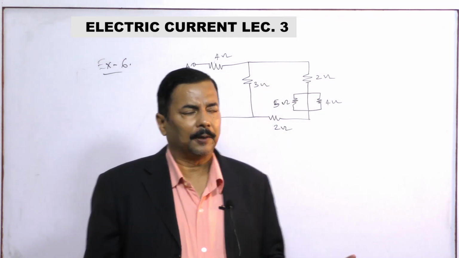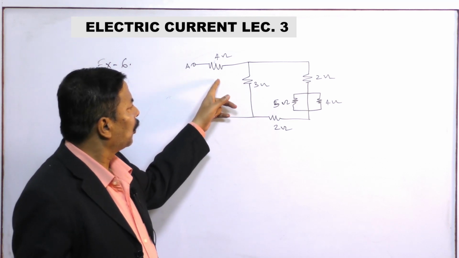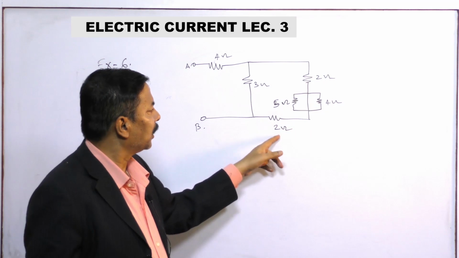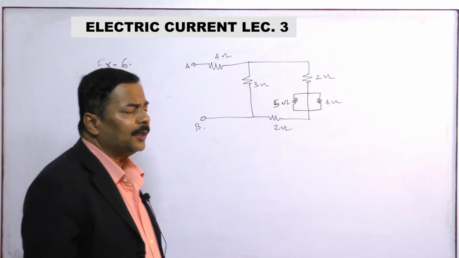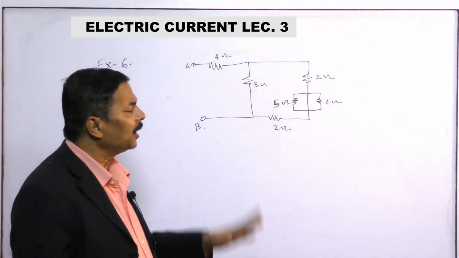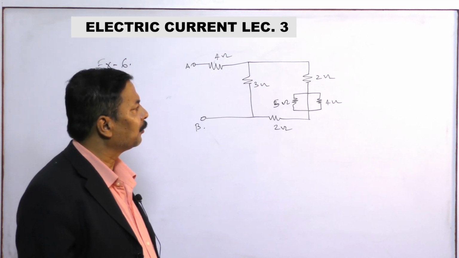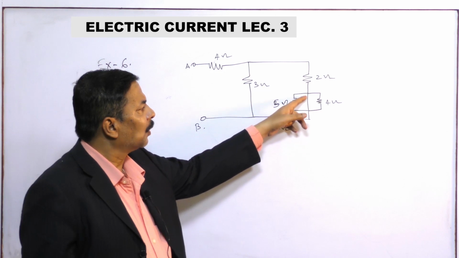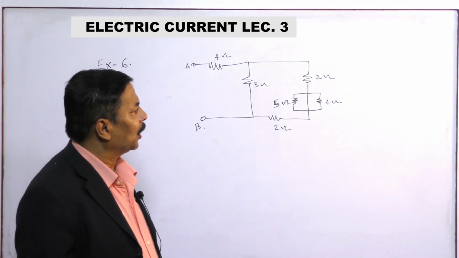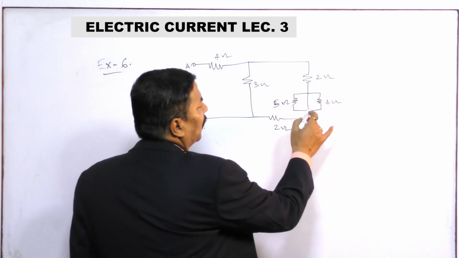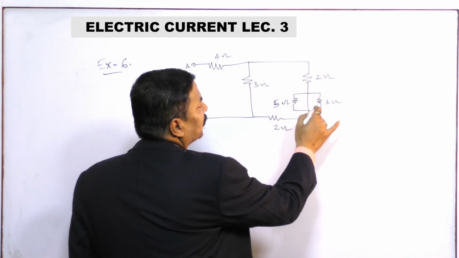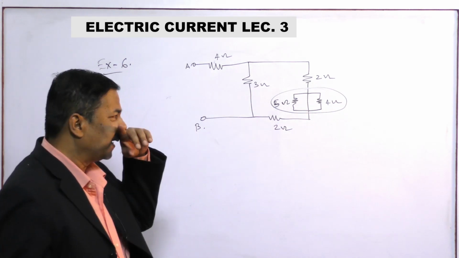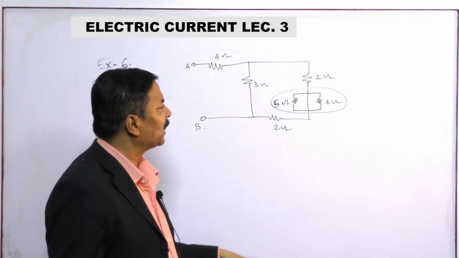Now see this problem. Here a 4 ohm resistor is there, here 3 ohm, here 2 ohm, here 4 ohm, here 5 ohm, here 2 ohm. Now in this question, one thing is to be understood very carefully, that this is a wire that is going. So this is not in parallel. This has zero resistance, so ultimately this will behave as a wire of zero resistance. So it will simply be treated as a wire.